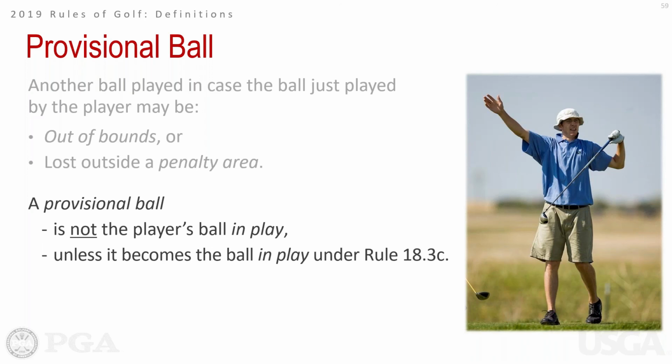Just following through here, a provisional ball is not a player's ball in play unless it becomes a ball in play under Rule 18.3c. And just furthering that, it's likely that a ball wouldn't come into play until the 3-minute search time is up, or your provisional ball has been played at a spot closer to the hole than where your original ball was likely to be.